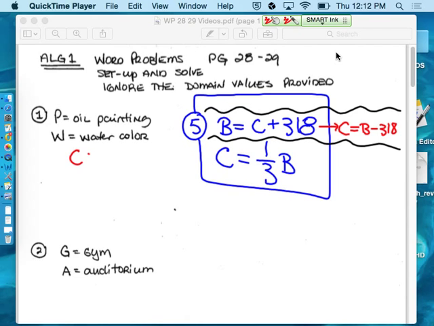So one substitution I would make would be B minus 318. If the car equals the car, then I could substitute for the car the bus minus 318, and I would set it equal to this 1/3 B. And you should be able to take that from there. Just be careful untangling and solving with the fractions.